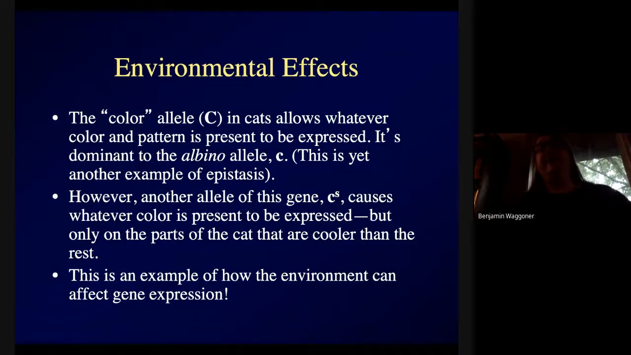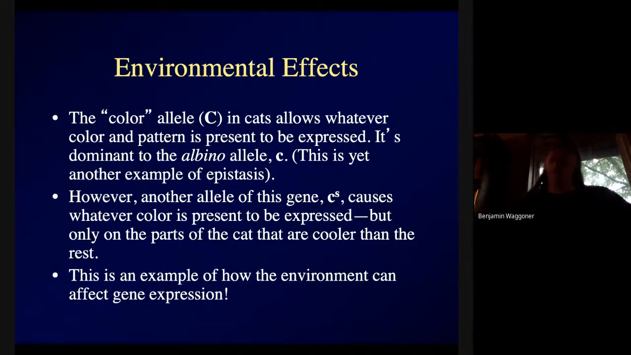You've got to have at least one color allele present for the cat to show black, brown, orange, gray, lilac, cinnamon, whatever it is. And that color allele is dominant to the albino allele, which is little c. A cat that is homozygous for the albino allele will be completely white with pink eyes. Not very common because I think albino cats are not real healthy.